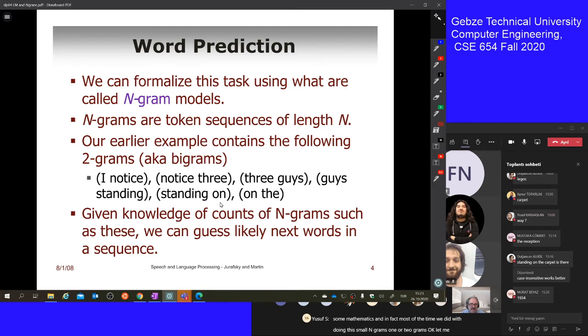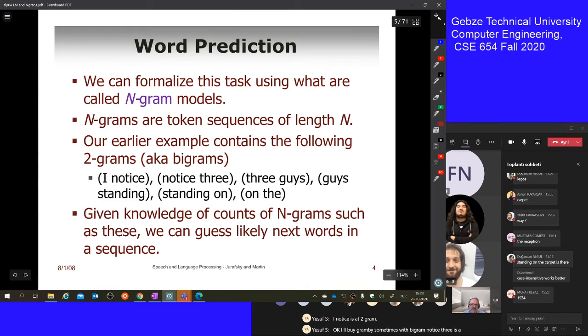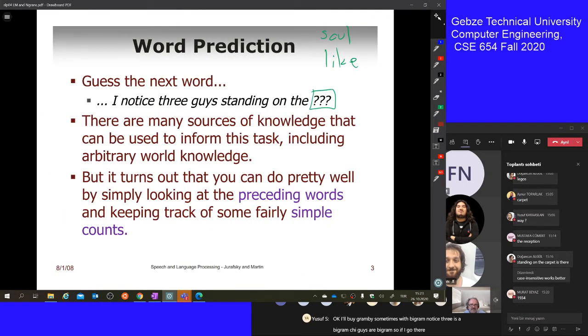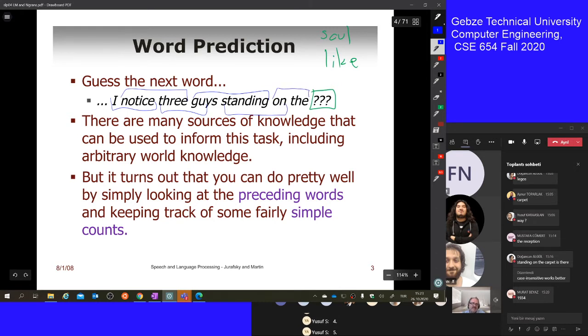Let me give you the definition of an n-gram, and we will stop for 10 minutes. An n-gram is a token sequence of length n, okay? These are some 2-grams. "I notice" is a 2-gram, or bigram. "Notice 3" is a bigram. "3 guys" is a bigram. So if I go there, there is one bigram, 2 bigrams, 3, 4, 5, 6. There are 6 bigrams in this sentence.